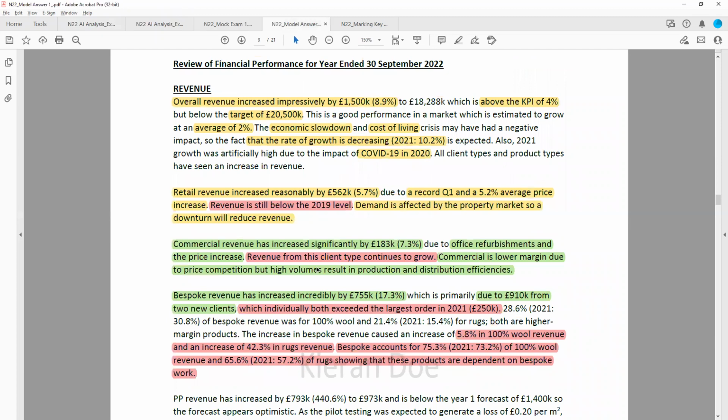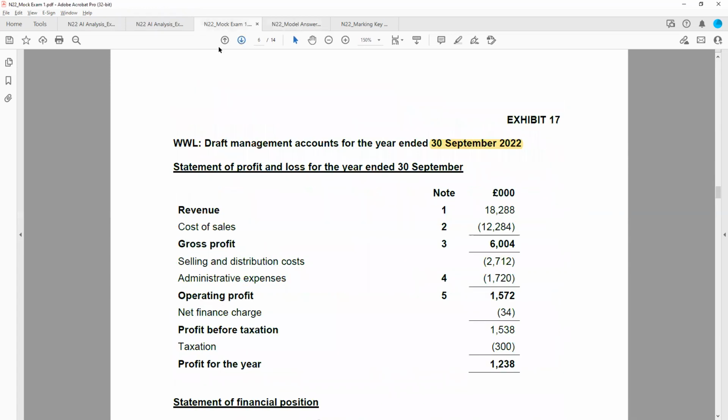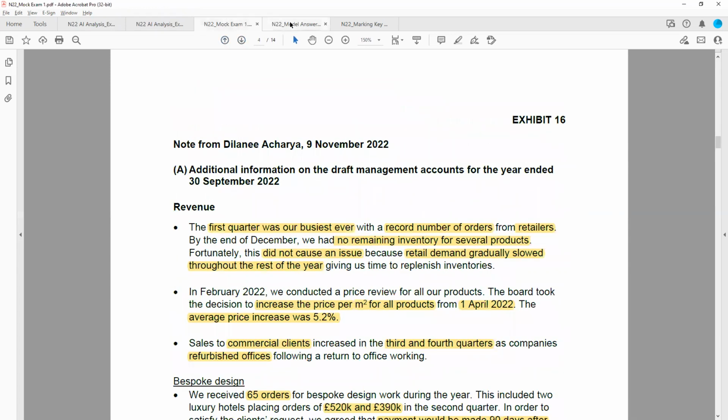When we looked at these, they'd all gone up. So all client types, and in fact all product types, had seen an increase in revenue. Those are the types of points you include with overall revenue, not the detailed reasons why each channel had gone up or down, because we do that when we analyze each channel. So that's how you should approach your revenue section. You're given the numbers, you're given the reasons why, and then we're combining them.